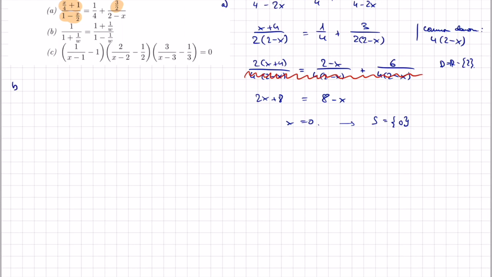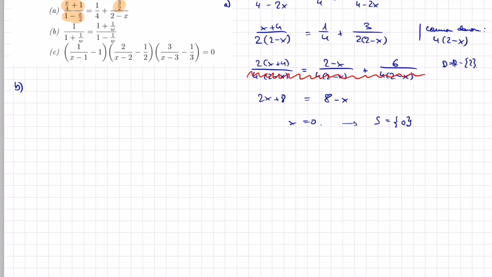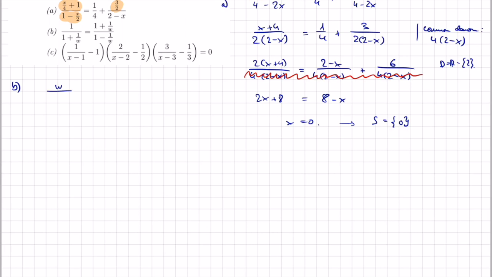For B, we expand with w on everywhere. So we get w over w plus 1. And here we get w plus 1 over w minus 1. And let's apply the cross rule. First of all, the domain is anything except 1 and minus 1.